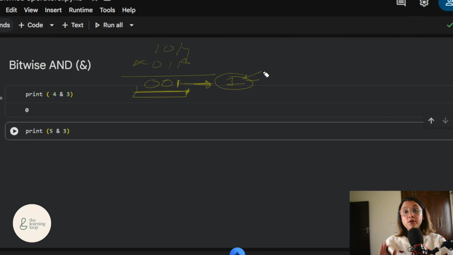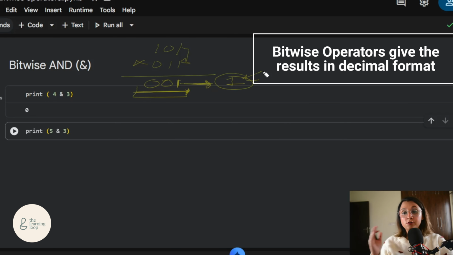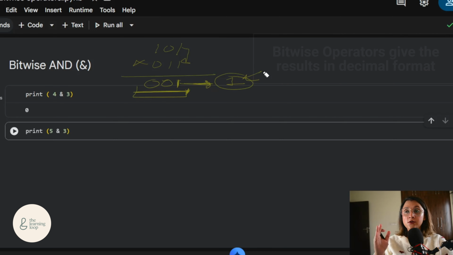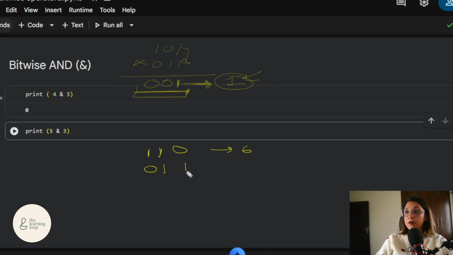Now note that bitwise operators do operate at bit level, but the answers that you are getting would be in a decimal format. So that's why you see it here 0 and the next one you would see as 1. If I take another example, let's say if I do 6 and 3, right? 6 would be 1 1 0 in binary, and 3 would be 0 1 1. Then it would come 0 and 1 as 0, 1 and 1 as 1, 1 and 0 as 0. Now this is 010 in binary, which is 2 in decimal. So you would get the answer as 2.